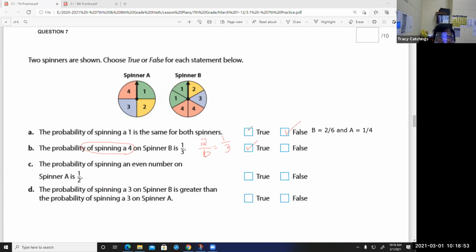All right, look at C. Why say true? You said it got 2 odd, 2 even, so there's 2 out of how many? One half. Told y'all I'm real slow. You gotta give it to me. All right, look at D.